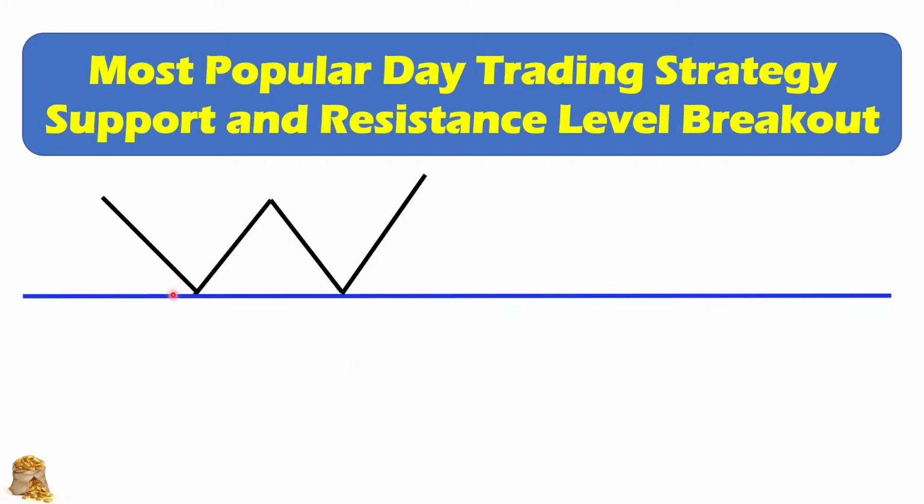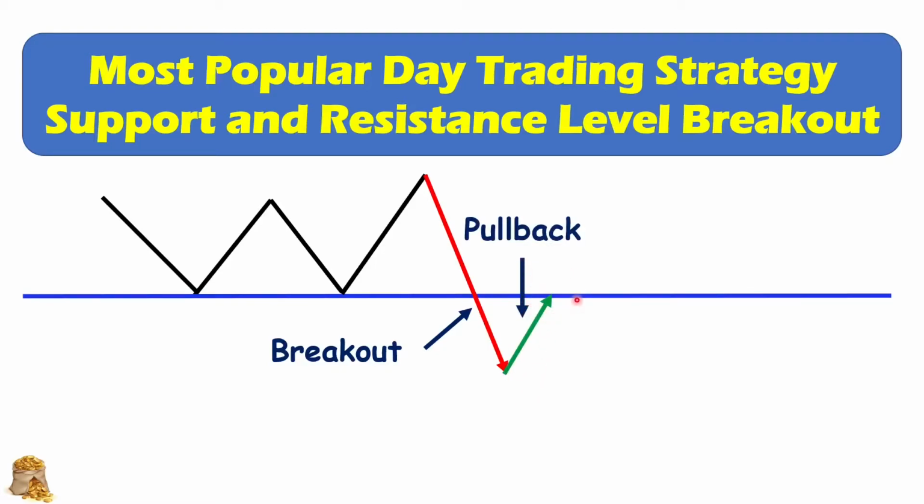In this case, it is the support level. So basically, we're waiting for the market to go down to penetrate this level, and then this is the breakout with consecutive bear bars in this case. After that, we expect the market to go back, to pull back, to test the level again.